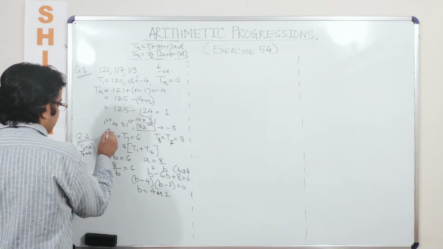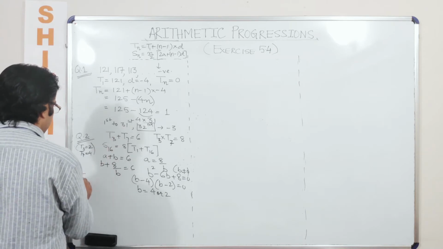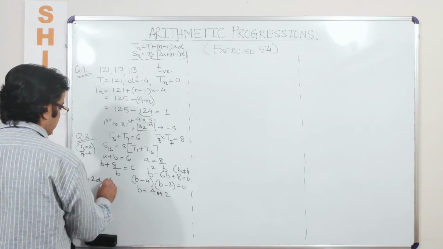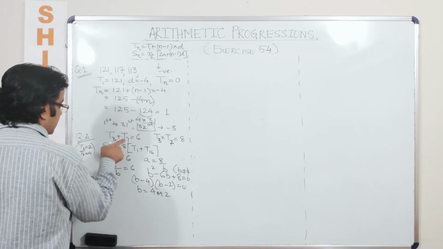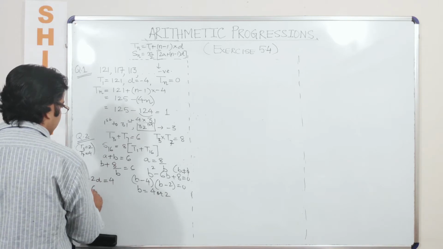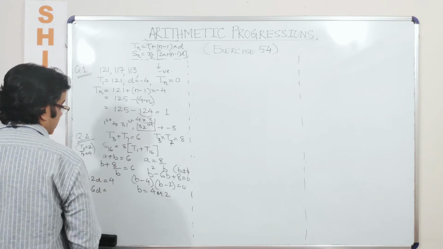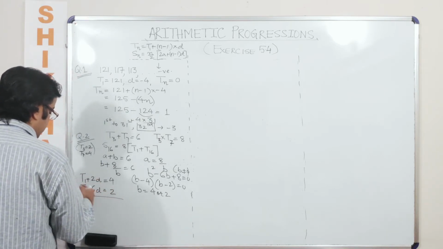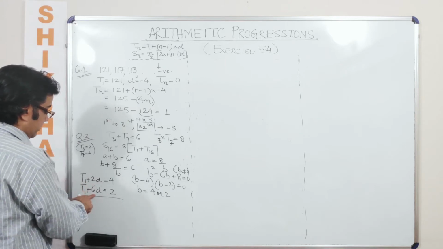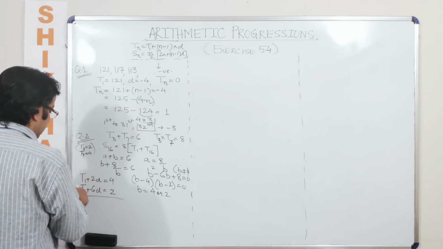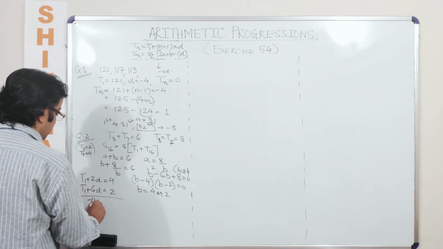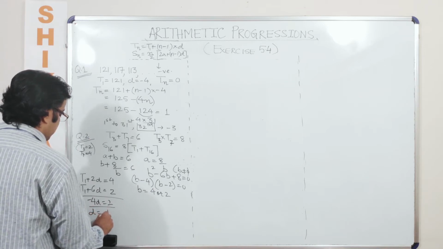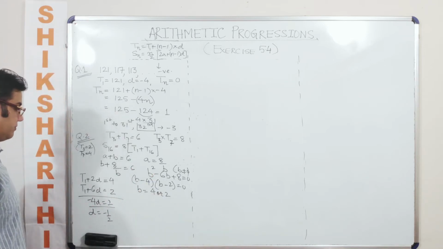So now we know that T3 can be written as T1 plus 2d. Let's say we have taken it as a 4. And then T7 can be written as T1 plus 6d. So this we'll get as 2. Now if I subtract, let's say the second equation from the first one, I get minus 4d is equal to 2. So from here we get the value of d as minus 1 by 2. This is one case that you get from here.